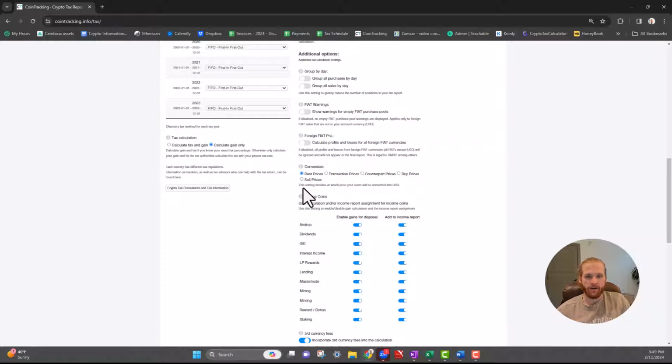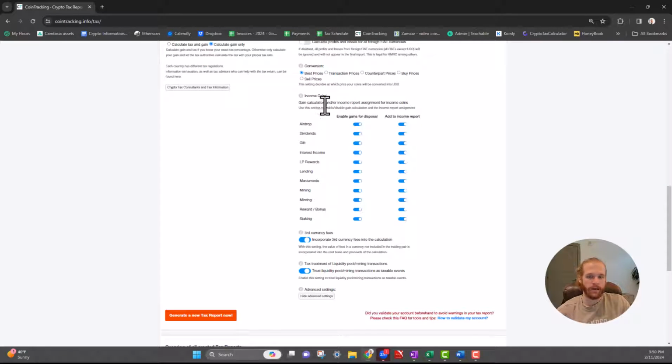And then we've got the conversion rate. So we keep this on best prices. That basically says that whichever coin in the trade, if you're trading Ethereum for some new coin that just launched on Uniswap that doesn't have a price feed, it's going to take the price of Ethereum to establish the cost basis of that new coin. So it's essentially going to take the best coin, the most well-known, highest market cap coin, is where they're going to pull the data from for that specific trade. So we like to keep it on best prices.